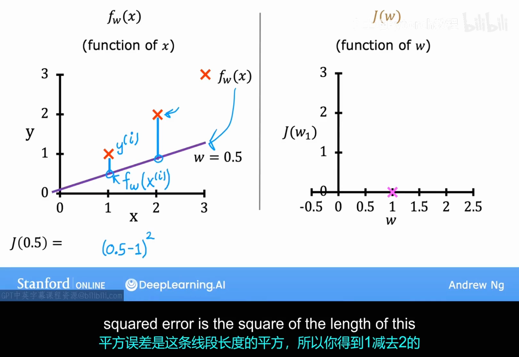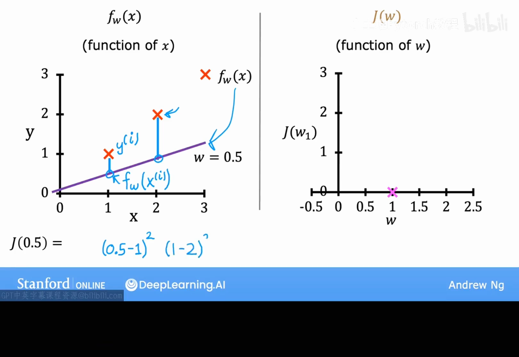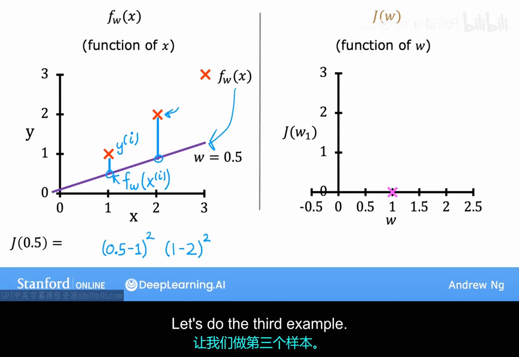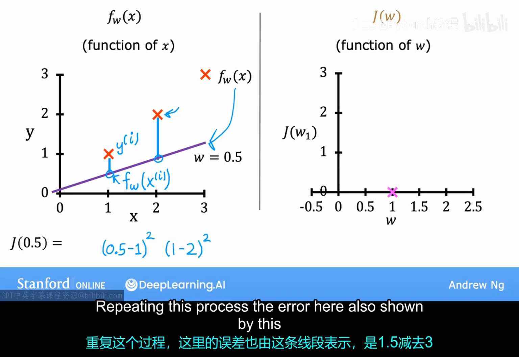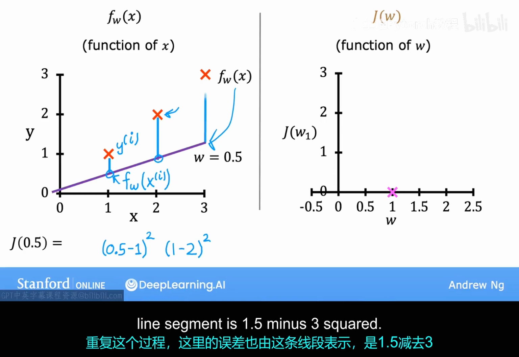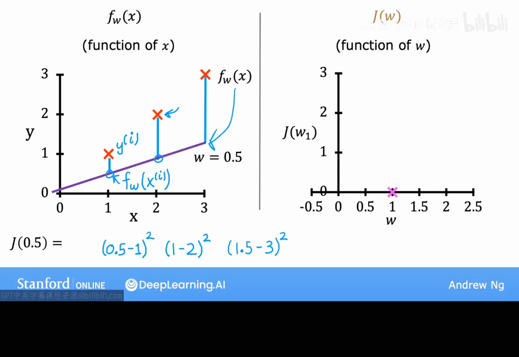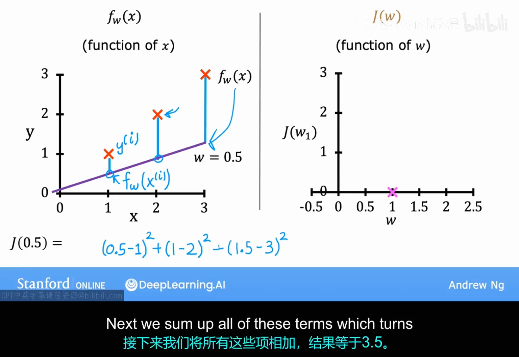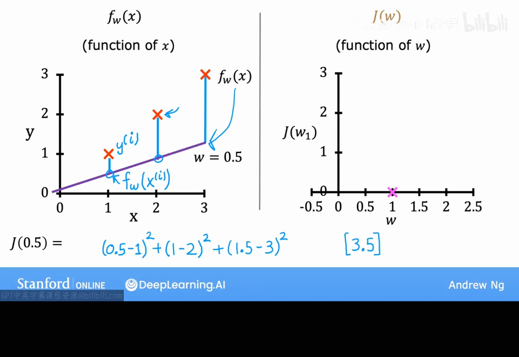And the squared error is the square of the length of this line segment. So you get 1 minus 2 squared. Let's do the third example. Repeating this process, the error here, also shown by this line segment, is 1.5 minus 3 squared. Next, we sum up all of these terms, which turns out to be equal to 3.5.